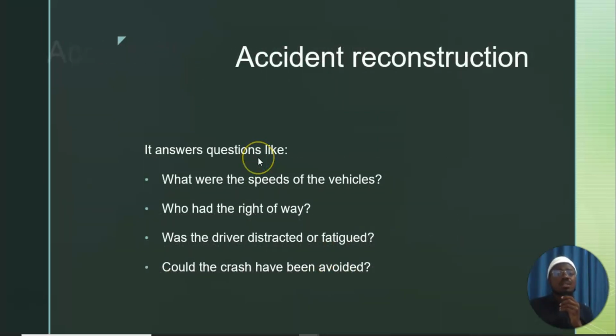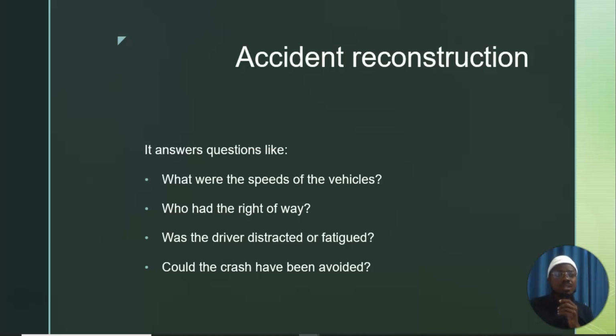And in doing that, it answers questions like what were the speeds of the vehicles? When the speed of the vehicles at the point of the crash is observed or noted, it will help to give a proper analysis of the reason or the cause of that crash. And who had the right of way? This is also another important part.